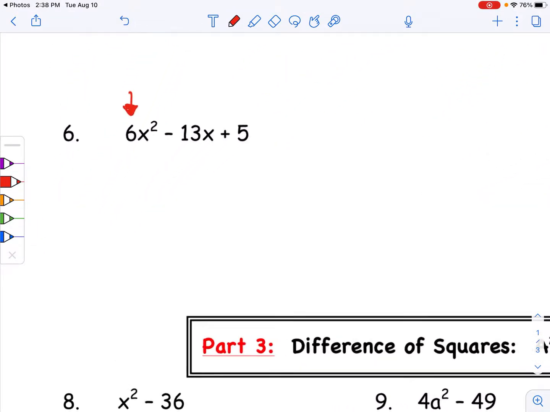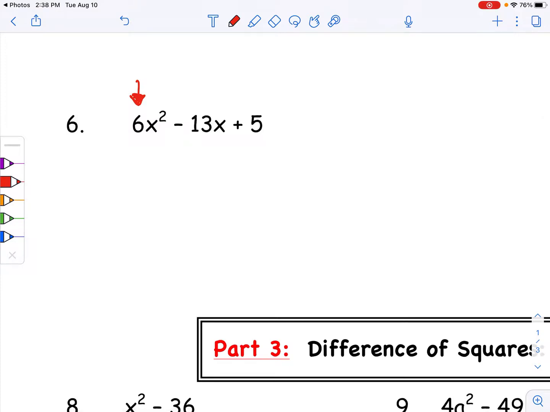Now, this might be a different way to learn it than you have in the past, so if you prefer a different method, go for it. But this is what I'm going to show us right now. Split the middle means you're going to take your a value, multiply it by your c value, and now find terms that add to negative 13 and multiply to 30.